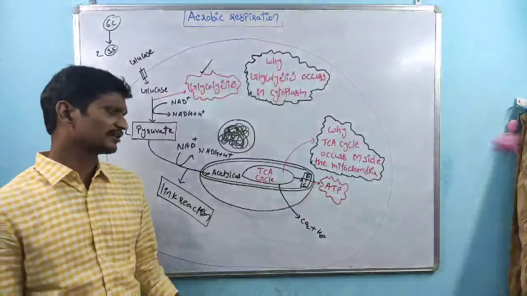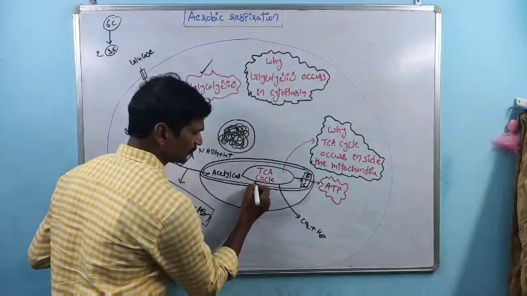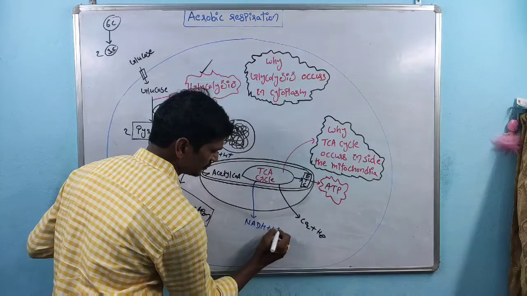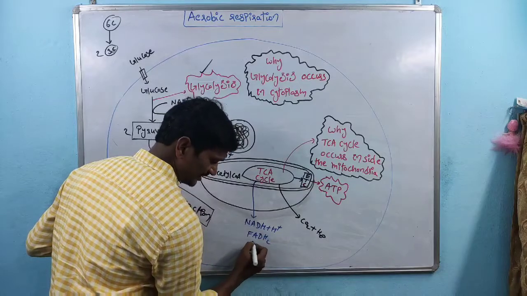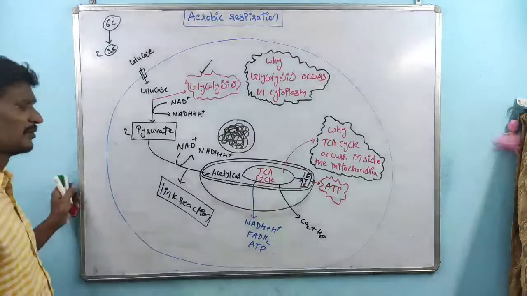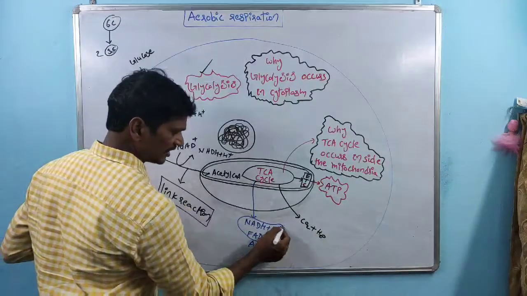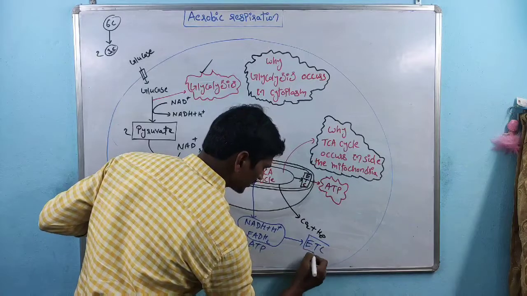Then acetyl-CoA enters the TCA cycle. Within the TCA cycle, high energy compounds are produced: NADH plus H plus, FADH2, and ATP is also produced. Remember, all of you, these two components interact with the electron transport chain.